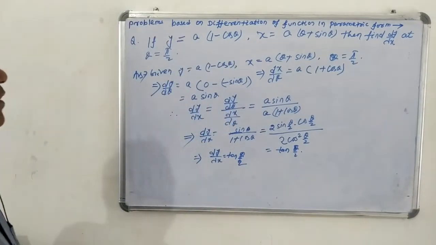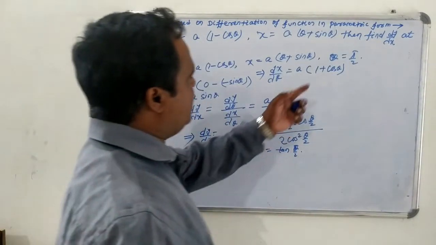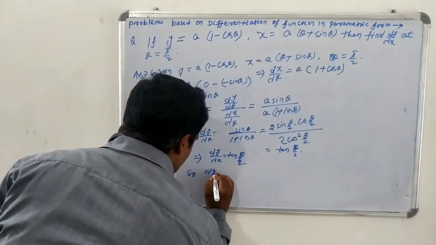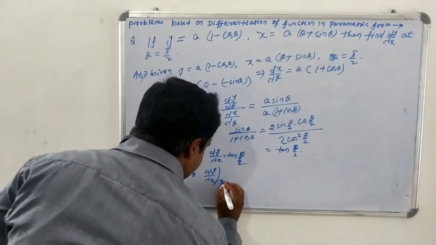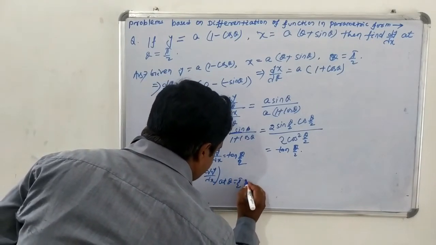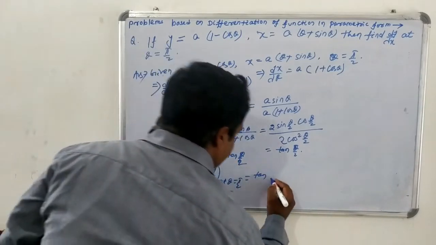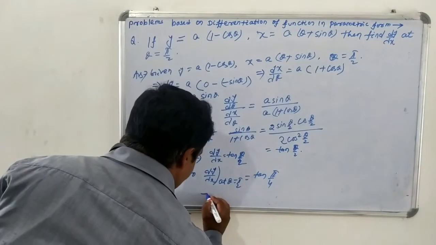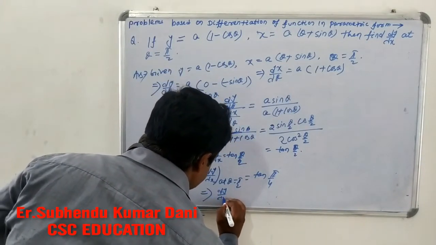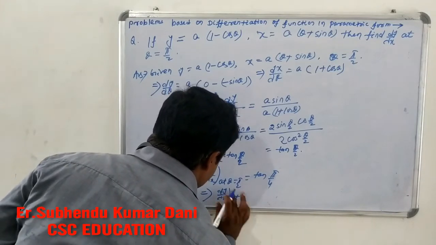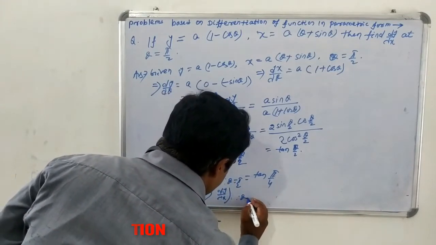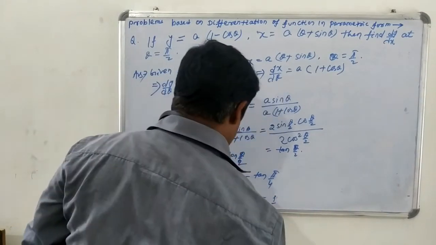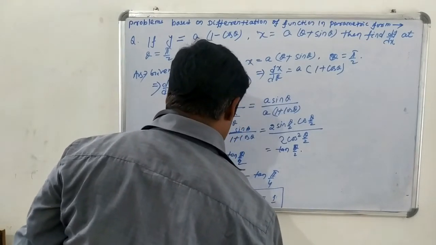Now, your given data is theta equals pi by 2. So dy by dx at theta equals pi by 2: the value of tan of theta by 2 is tan of pi by 4. This implies that dy by dx at theta equals pi by 2 is 1. Your answer is 1.